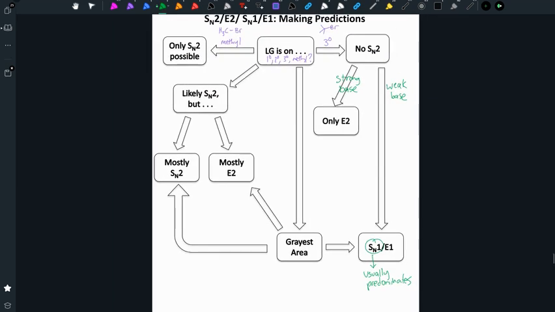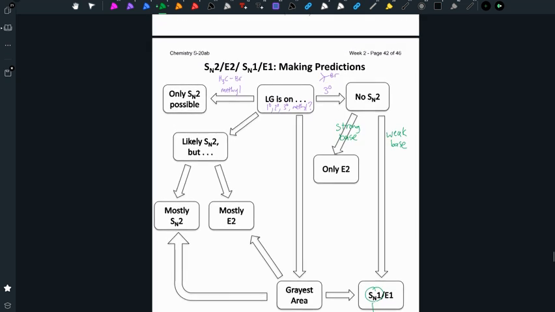So you only start thinking about SN1 and E1 if SN2 and E2 are not possible. And the reason for that is the first step in SN1 and E1 is forming a carbocation. We know carbocations are unstable. And so carbocations are going to be really slow to form. So SN2 and E2 will always be faster when they're possible. All right, so those are our two simplest cases.